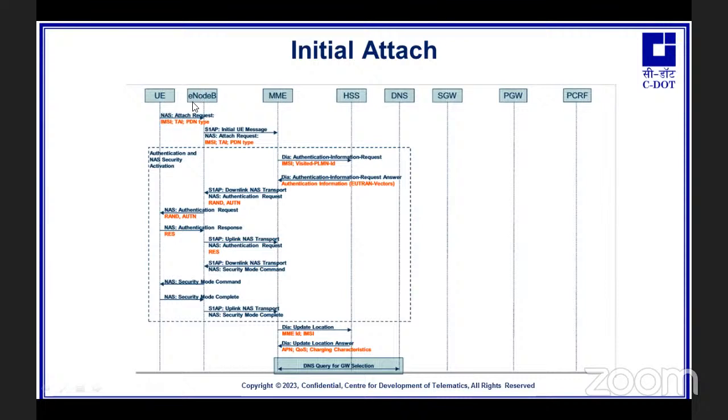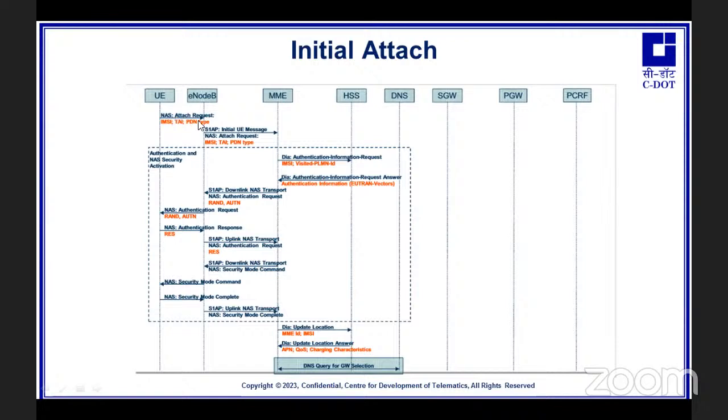Before that, radio connectivity has to be established between the UE and the E node B, the RRC channel, right? Once the RRC channel has been established, the UE sends an attach request to the E node B. The attach request carries the IMSI and TAI, which means tracking area code plus PLMN, tracking area identity, and a PDN type.